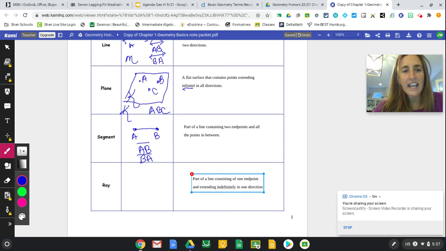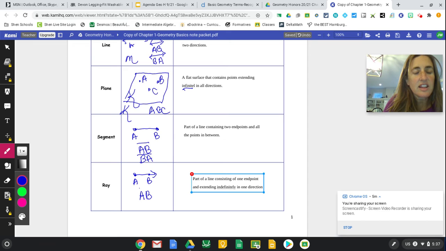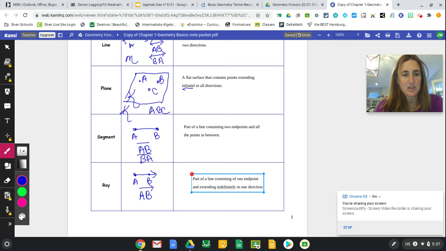The ray has 1 endpoint and then continues indefinitely in another direction. So maybe this is ray AB. And when rays are written, they usually start at the endpoint, and then the arrow is generally always pointing over to the right on the ray. Okay, so that would be ray AB is how we would label that.